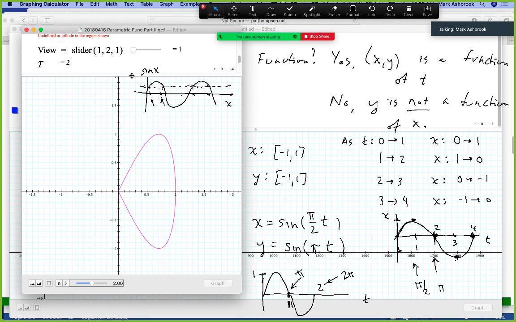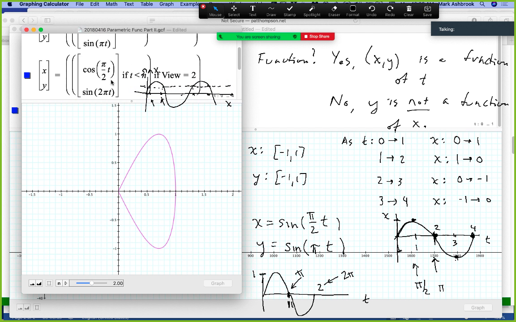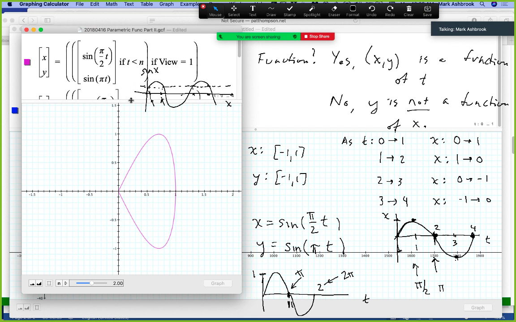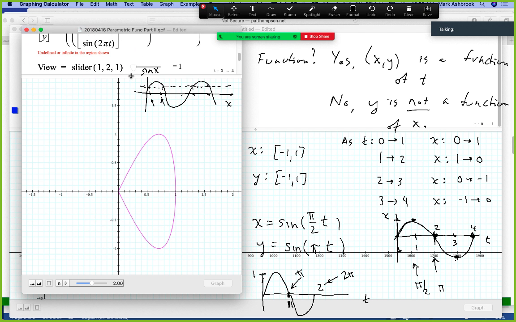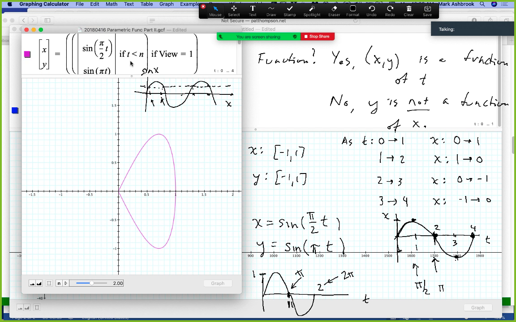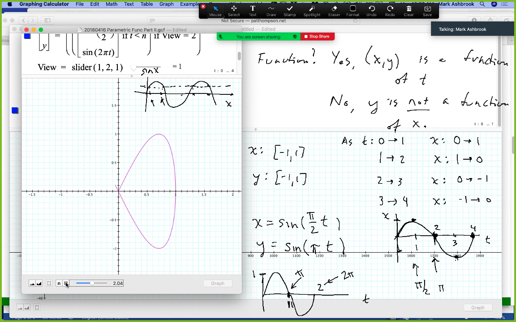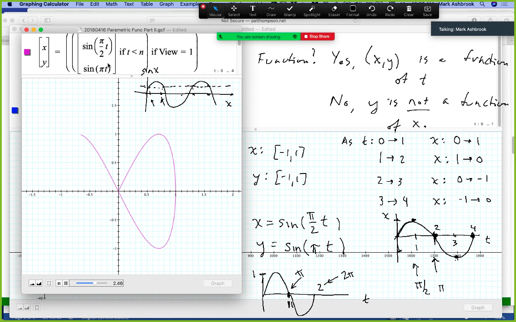Let's take a look. There it is. So this is what we said: sine of pi over 2 t, sine of pi t. So that's this parametric function. The x-coordinate is sine of pi over 2 t, and the y-coordinate is sine of pi t. And that generates this kind of figure 8-ish graph.